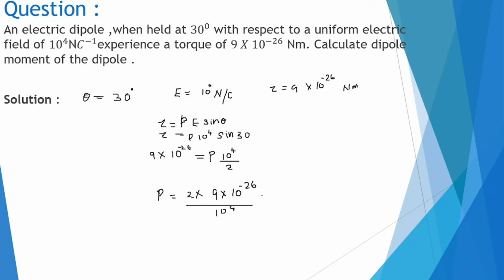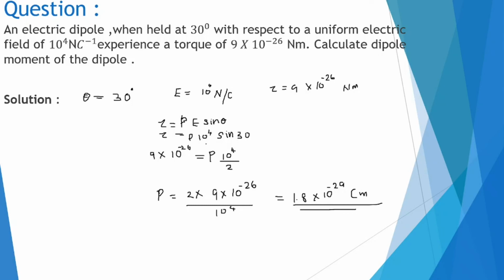So we get the final answer as 1.8 into 10 raised to minus 29. What is the unit for our electric dipole moment? It is Coulomb meter. So we found the answer. It was a simple question, right? I have found these types of questions asked many times in your CBSE board exams and also state syllabus board exams. So don't skip this. It is a simple question and you could score 3 to 4 marks in this.